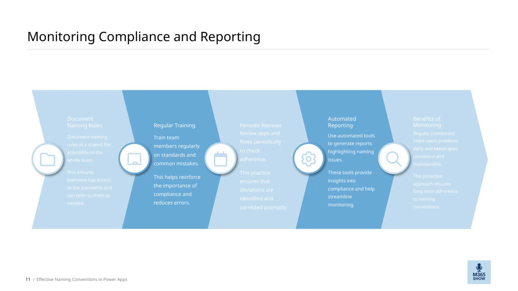Now, let's talk about monitoring compliance and reporting. Regular monitoring is essential because it helps us catch problems early before they become bigger issues. It also keeps our apps consistent and easier to maintain over time. By staying proactive, we ensure that everyone continues to follow the naming conventions we've set, which is key for long-term success. One effective way to do this is by using automated tools that generate reports highlighting any naming issues.